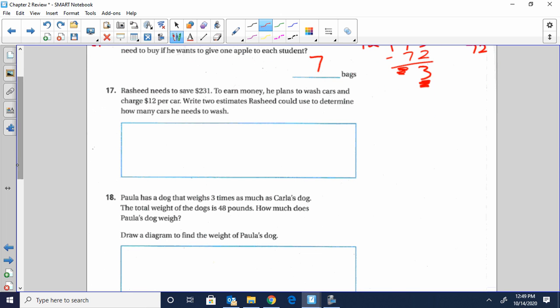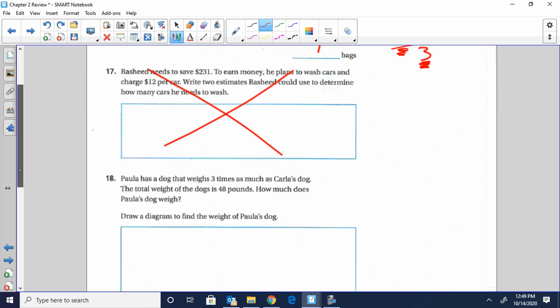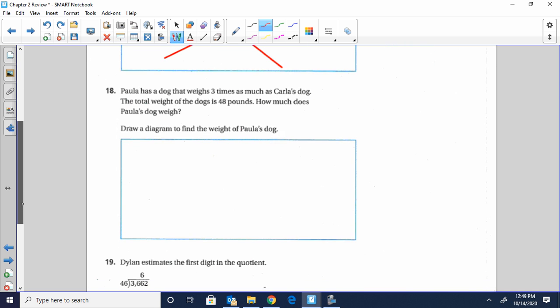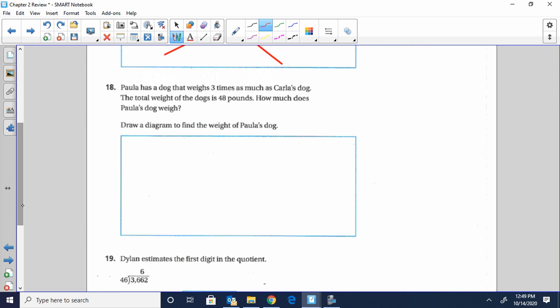Question 17 is an estimating. We're going to skip that. And the last question we're going to do here is question number 18. This falls from 2.9. This is with the pictures and the problem solving. Paula has a dog that weighs 3 times as much as Carla's dog. The total weight of the dogs is 48 pounds. How much does Paula's dog weigh?